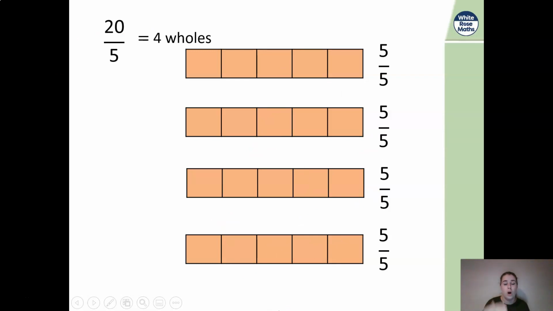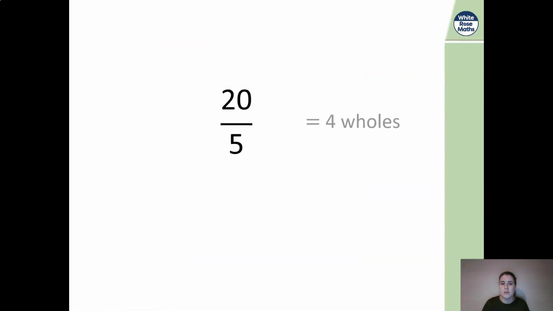So I have 4 wholes in comparison to having 20 pieces. So if I now had 20 slices of pizza and I put them back together, it would give me 4 whole pizzas, because I know that 20 divided by 5 gives us 4, but I also know that 5 times 4 gives us 20. Okay, with me so far? So let me show you them.